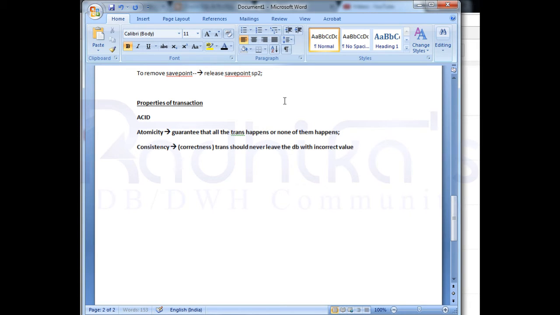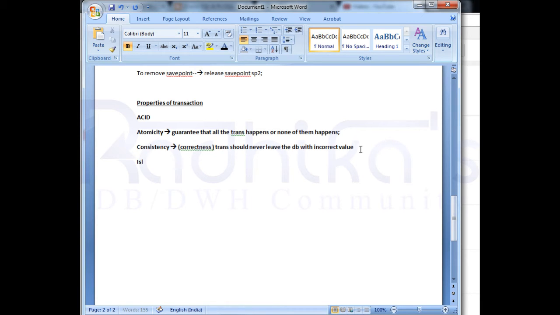For example, I am transferring money to one of my friends. My account balance is 1,000 rupees and my friend's account has around 2,000 rupees. If I transfer 500 rupees to my friend, then my account should show 500 after the transaction and my friend's account should show 2,500. This is called the correctness or the consistency of the transaction. This is also a very important property of the transaction. Hope you understood this.